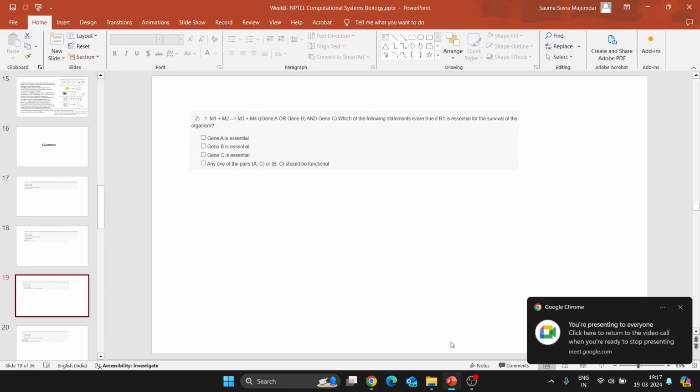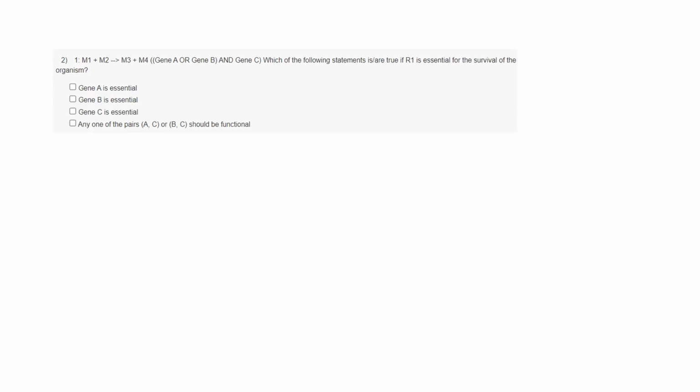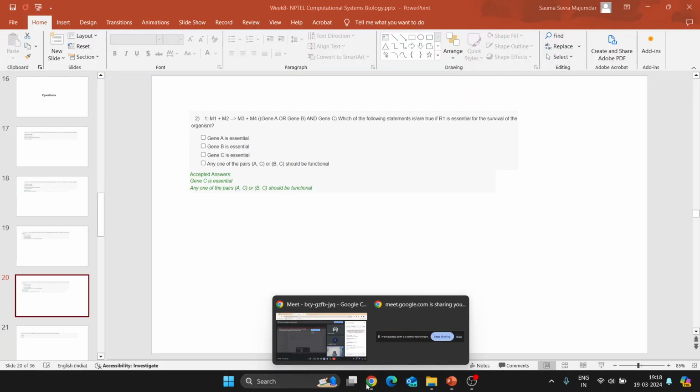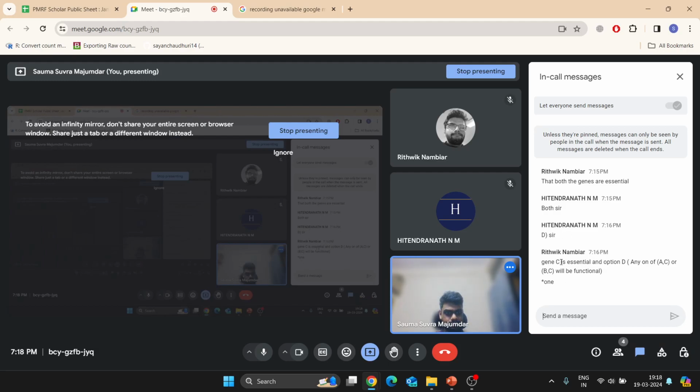Okay, let's see. So gene A or gene B. So you need either A or B, and you need C for the reaction. So gene C will be essential because any one of the pairs, A and C or B and C, should be functional. Any one of them should be functional. So options B and C are correct. I think you guys were correct here. Yeah, option C will also be correct.